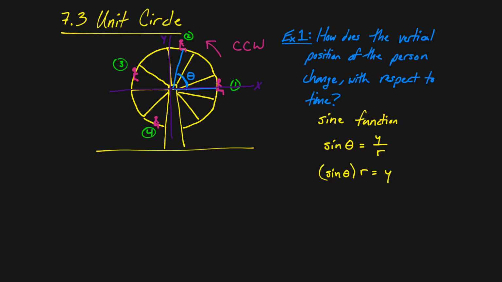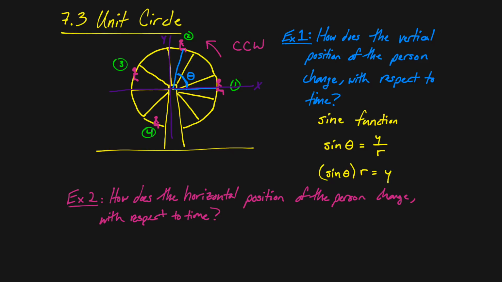So with that work done, let's move on to another question. And for this question, example 2, how does the horizontal position of the person change with respect to time? So feel free to pause and take a moment to think how you might try this. Now, if you said linear, okay, now you're just not paying attention. Really go back to example 1 and go through this part of the video and review that portion. But the major part I want to state is it's not going to be linear.